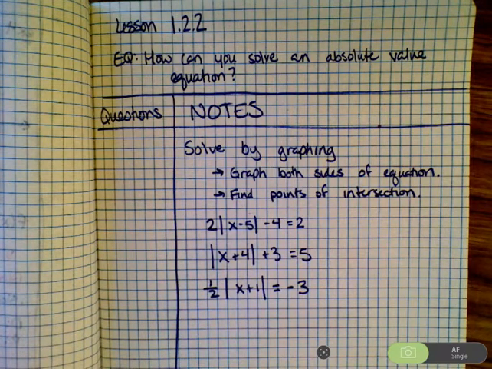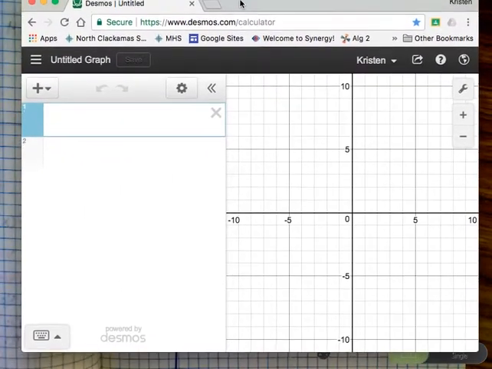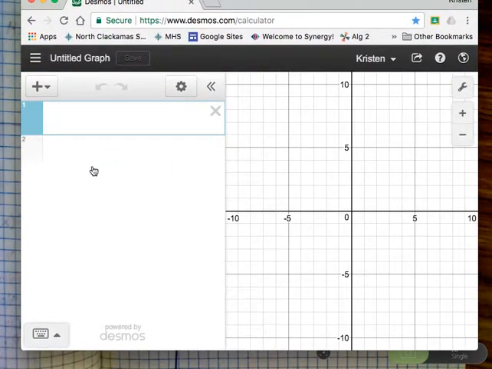Now I'm going to bring the graph over so I can show you how we're going to find those solutions. I'm using Desmos just to make my life a little bit easier. You could also do this graphing by hand, using what you know about transformations of functions. When you're doing these in Desmos, you have to graph each side of the equation separately.